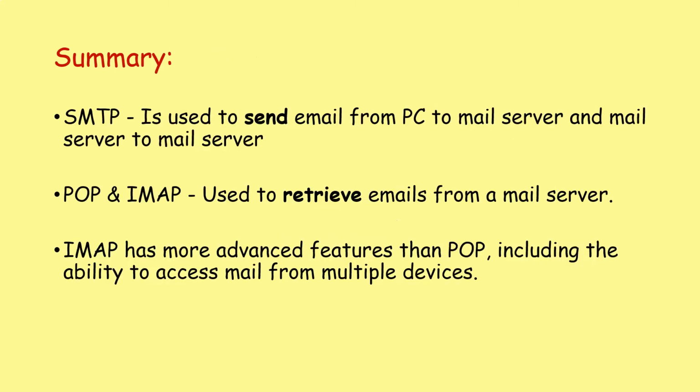Okay, summary. SMTP is used to send email from PC to mail server and mail server to mail server. POP and IMAP are used to retrieve emails from a mail server onto a client PC. IMAP has more advanced features than POP, including the ability to access email from multiple devices.